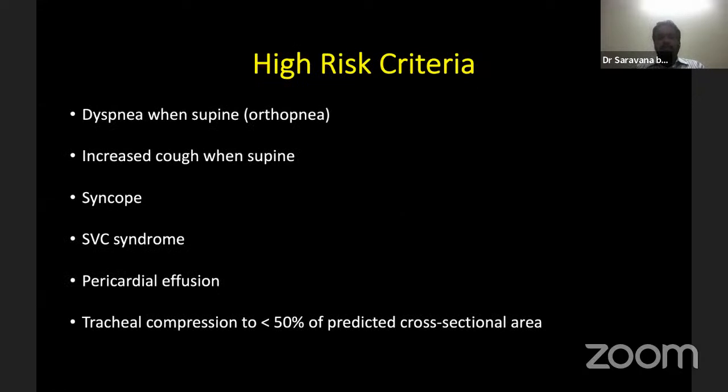we classify the patient as high risk when the patient has dyspnea, that is orthopnea, when lying supine, and increased cough when lying supine, that is supine symptoms. The patient has supine symptoms as well as syncope, SVC syndrome, pericardial effusion, and tracheal compression on the chest X-ray or the CT. CT is the most diagnostic for evaluating the tracheal compression. If the cross-sectional area is less than 50% of predicted, some people take it as a diameter, whatever. If it is less than 50%, compression is there. Then if the patient has all these symptoms, we have to stratify this patient as a high risk patient.